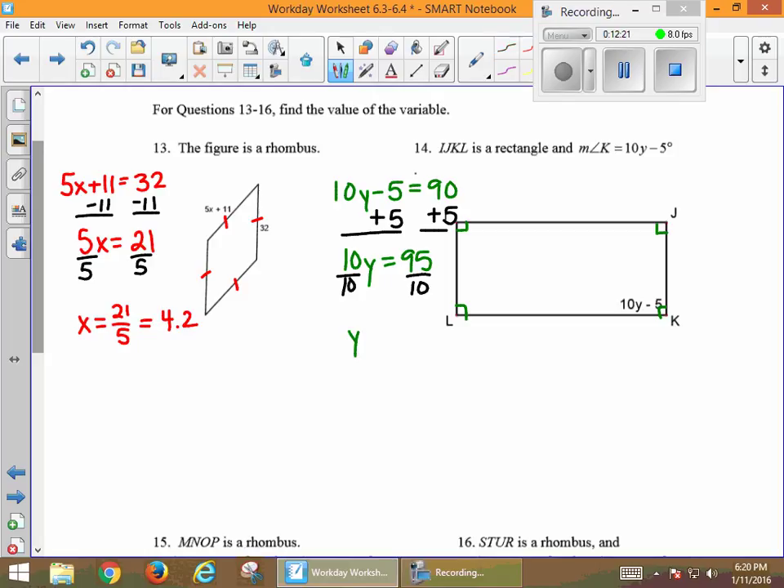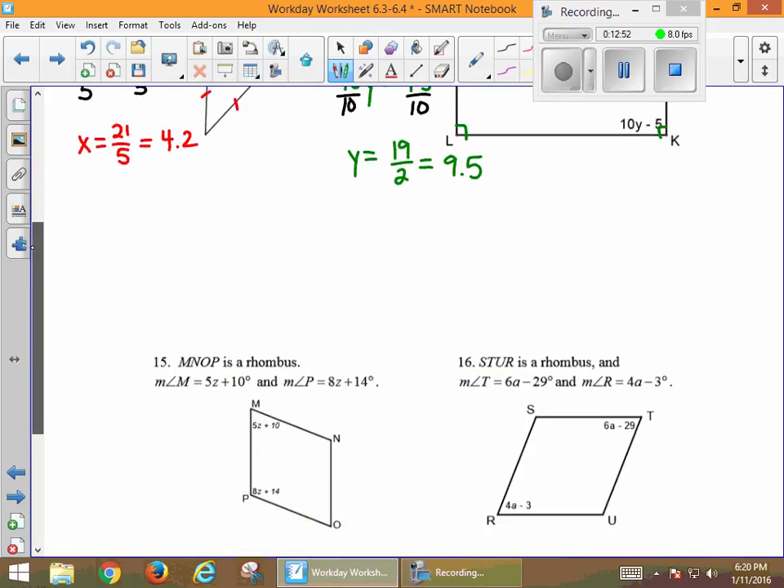And y equals 95 divided by 10. That does look like it is divisible by 5, so the fraction would be 19/2, which would be 9.5. 9.5 for the answer to question 14. Moving on to question 15.